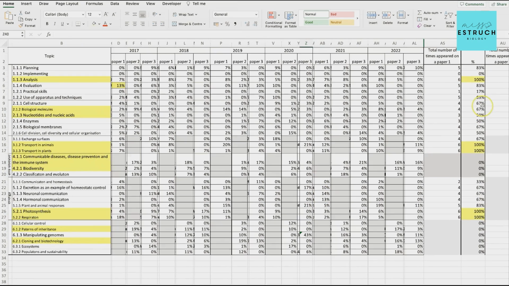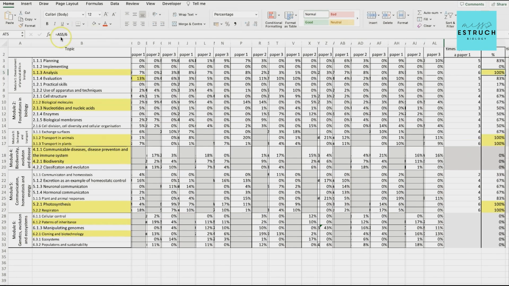So if we have a look at paper 1 appearances, the first module is all about your practical skills. So I've included this, but really that's just to get a bit of an idea, but the analysis always comes up. Then if we focus more on the theory, transport in animals, transport in plants, that's come up on every paper 1. So that's the same as AQA.